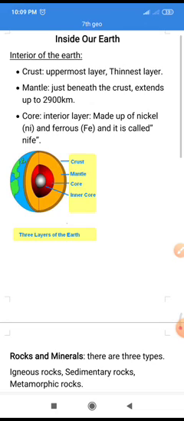The oceanic floor consists of silica and magnesium, so it is called SIMA. And the continental crust consists of silica and alumina, so it is called Sial.